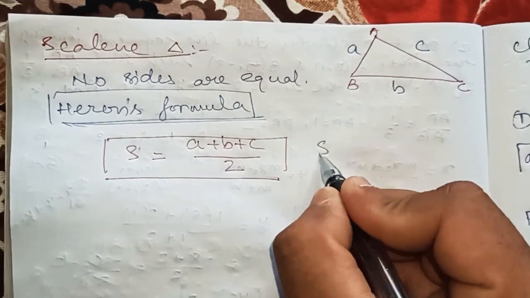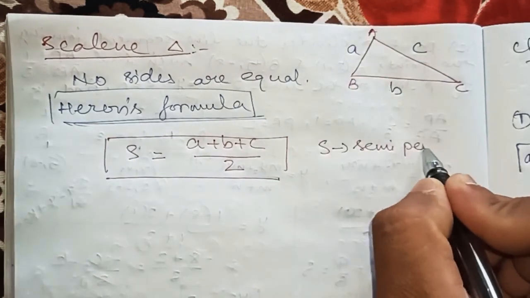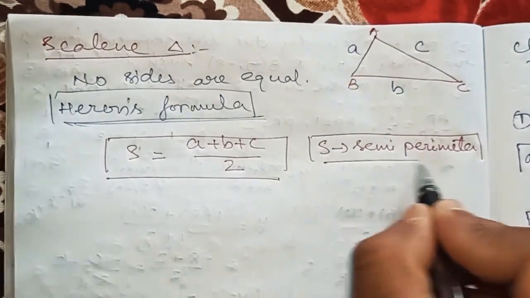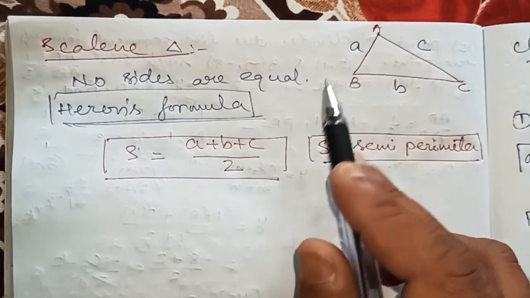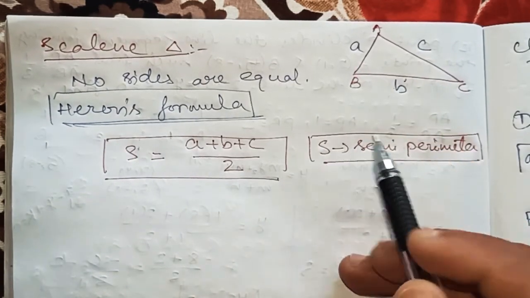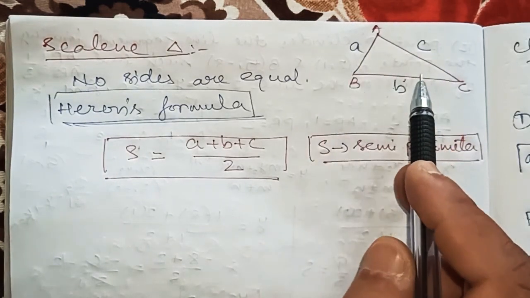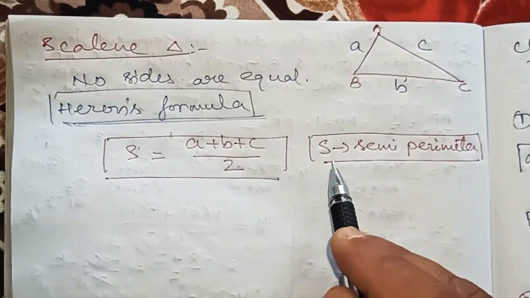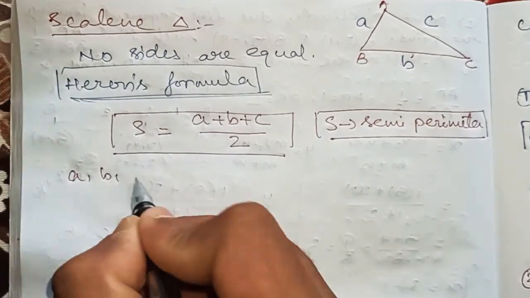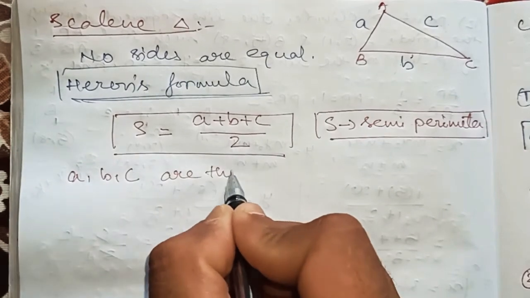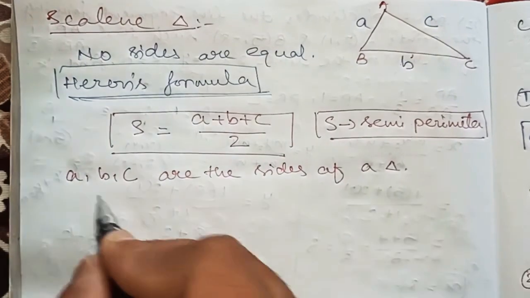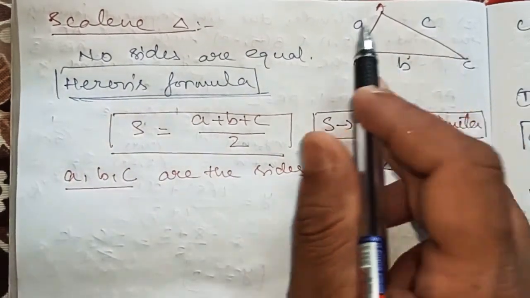Okay, what is S? S is semi-perimeter. Semi-perimeter means half of the perimeter. If the perimeter is 50, S you can write 50 by 2, that is 25. If the perimeter of the triangle is 100, S is 100 by 2, that is 50. Okay, S is called semi perimeter. What are a, b, c? a, b, c are the sides of a triangle.